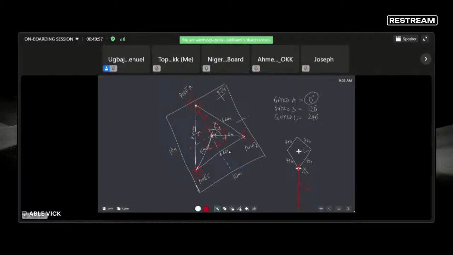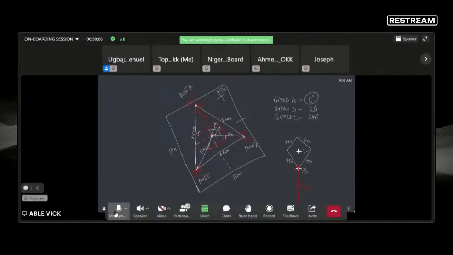You understand it? So you can use this to cross-check what you've done. If point B to point C is also 8.66 meters, it means setting out is okay. Submit for approval.